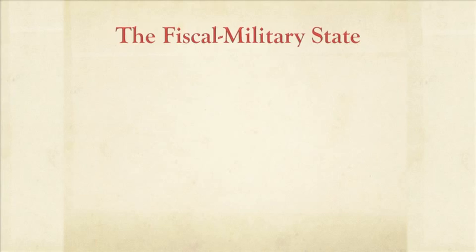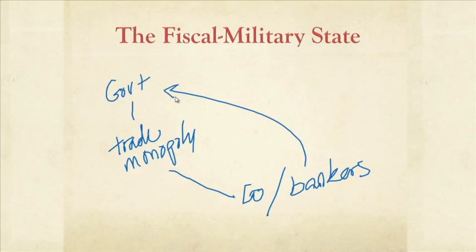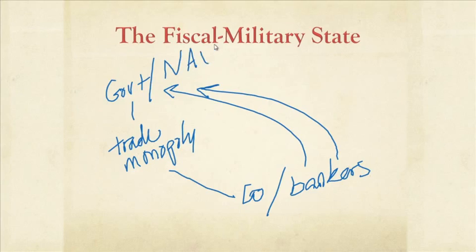So think about some of the ingredients of such a state. You have a government. It grants a trade monopoly to a company which has bankers. Well, that's a pretty lucrative deal. So the company, the bankers, they make a lot of money, some of which goes back to the government. Because they make so much money, they can loan money to the government. Because the government's getting all this money, it can buy a navy and an army.